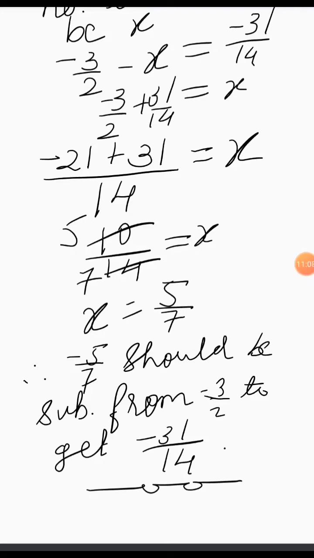Okay, now fourth sum is your homework. Fourth you can do. Question is, what should be added to 5 by 6 to get 41 by 24? So children, what should be added to 5 by 6? So let the required number to be added be x. And then according to the question, what will be the step? 5 by 6 plus x is equal to 41 by 24. And in the same way you transpose and you will get the answer.